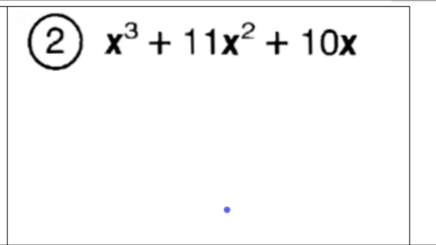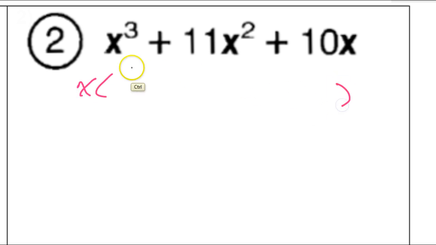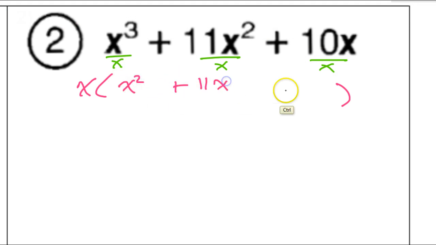All right, let's move on to problem number 2. Again, your first step is to factor out the GCF if there is one. I see x's everywhere, so I'm going to pull out an x outside of the parentheses. If I divide everything by x, that's going to give me x squared plus 11x plus 10.